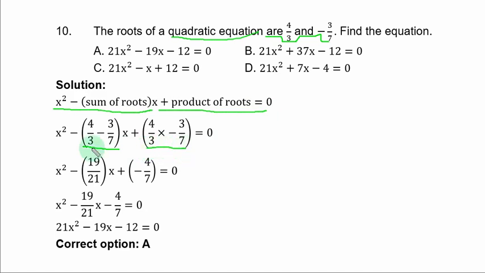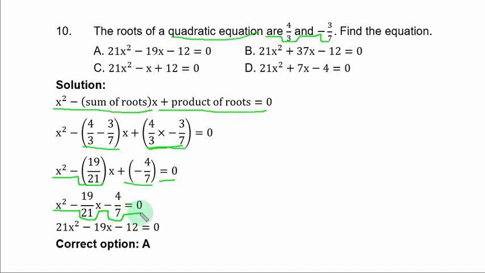If you simplify sum of roots, you have s squared minus 19 over 21 times s, plus if you simplify product of roots, you have minus 4 over 7 equal to 0. If you open the bracket, you have s squared minus 19 over 21s plus minus is minus, you have 4 over 7 equal to 0.